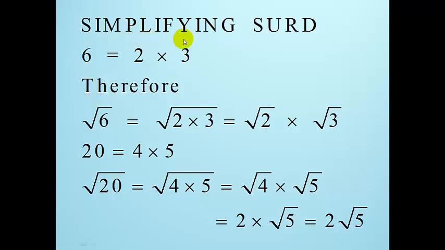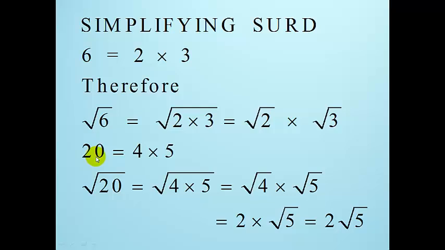Now let's look at how we can simplify a surd. Now 6 is equal to 2 times 3. That is, when we multiply 2 by 3, the result is 6. So the square root of 6 is equal to the square root of 2 times 3. That is, when we take the square root of the left hand side, we also take the square root of the right hand side. And now the square root of 2 times 3 is equal to the square root of 2 times the square root of 3.